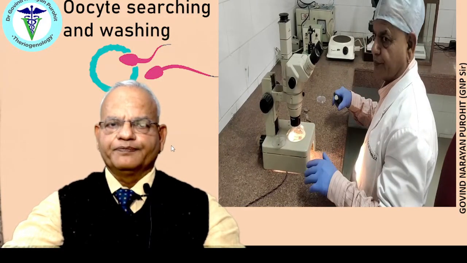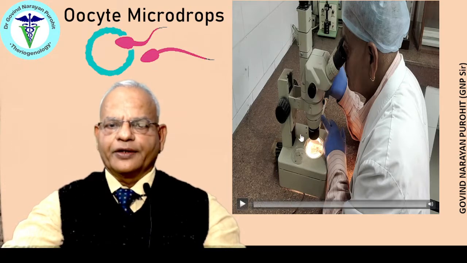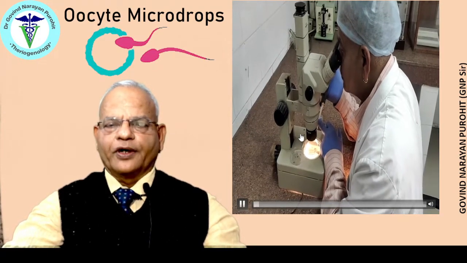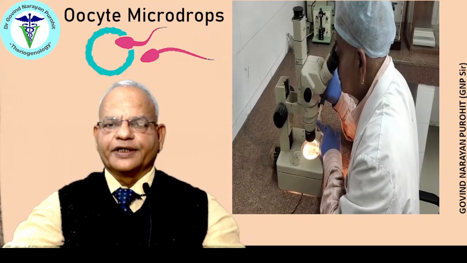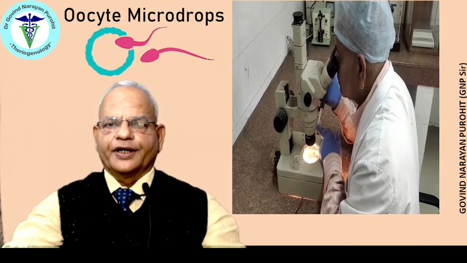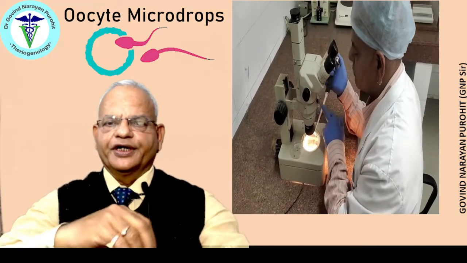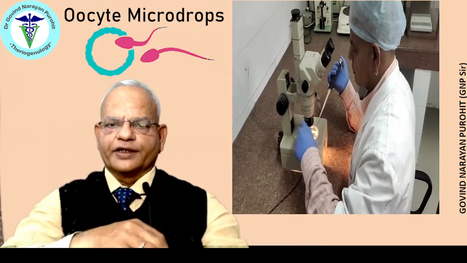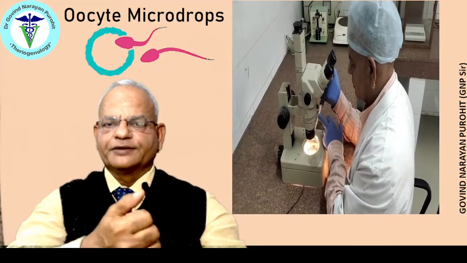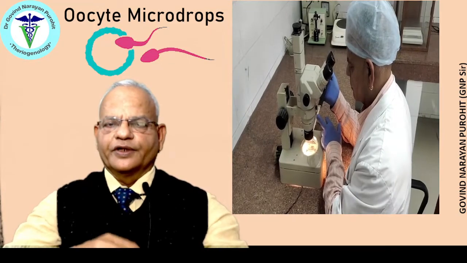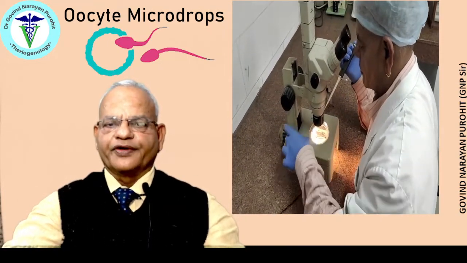and then you can prepare the micro drops, and these micro drops, they are maybe from 50 to 100 microliters, and the micro drops are placed on the dish, and then over the micro drop of 50 to 100 microliter we place paraffin oil, so that when the oocytes are placed in the CO2 incubator, they do not dry up.